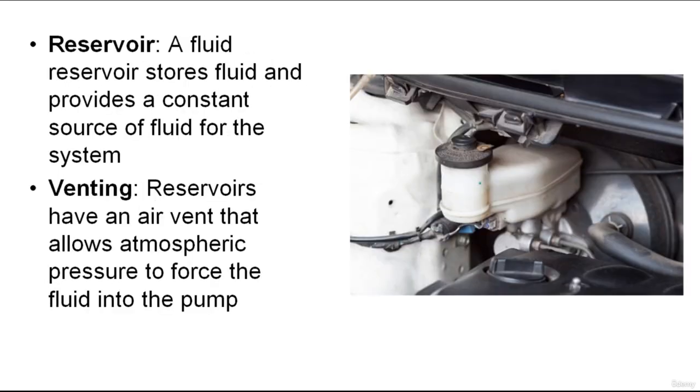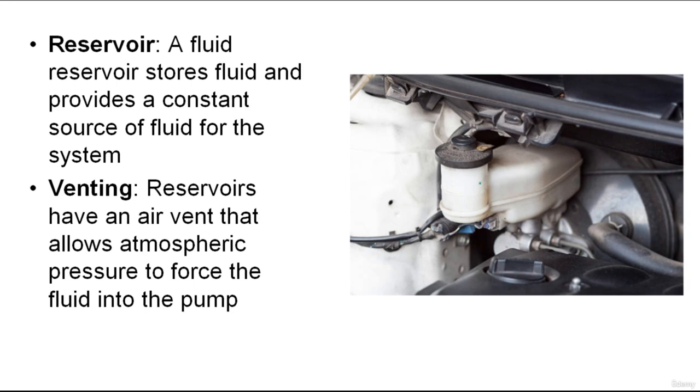And let's move to another part, which is the reservoir. A fluid reservoir stores fluid and provides a constant source of fluid for the system. In an automatic transmission, the reservoir is the pan, typically located at the bottom of the transmission case. ATF is forced out of the pan by atmospheric pressure and into the pump and is then returned to it after it has circulated through the selected circuits.